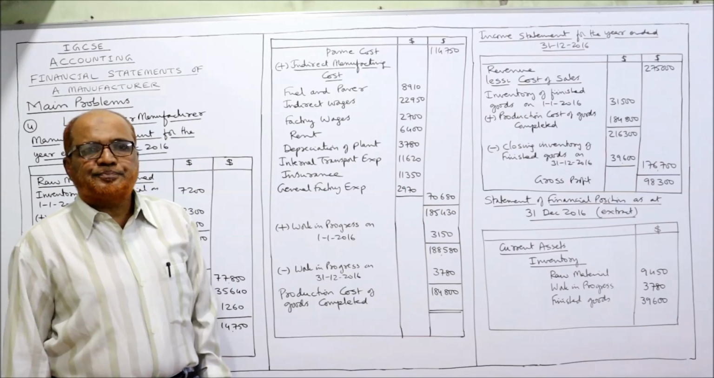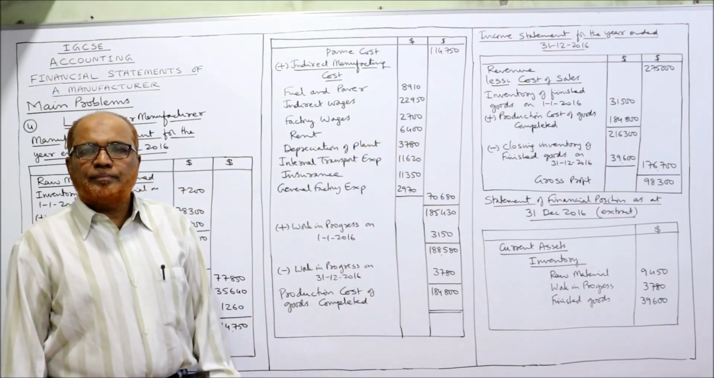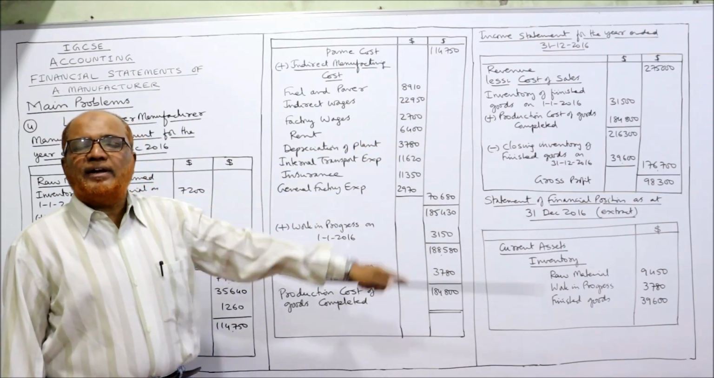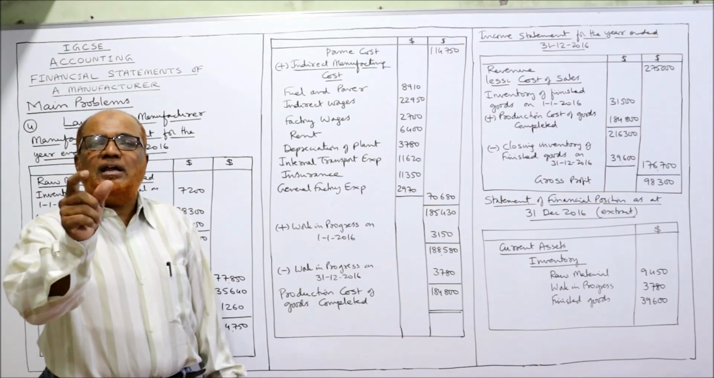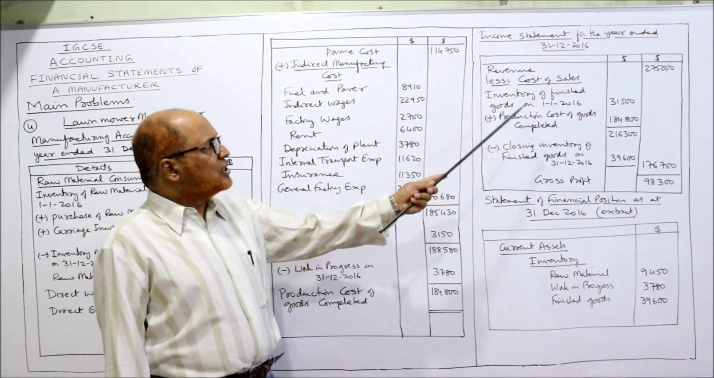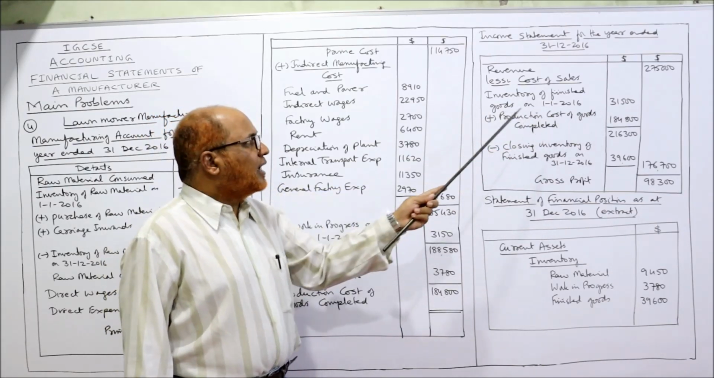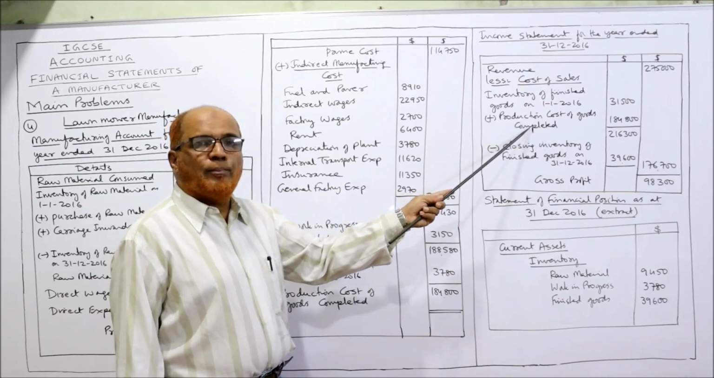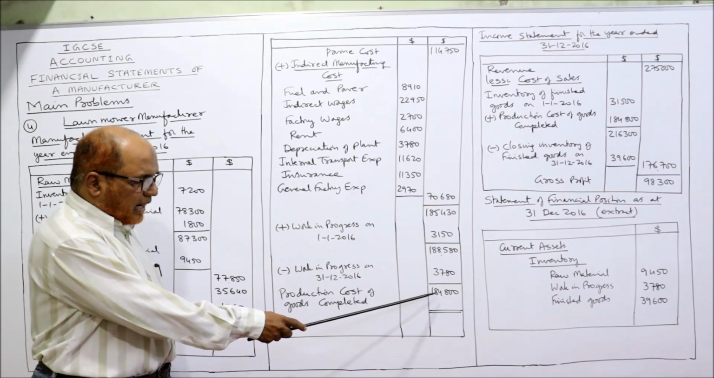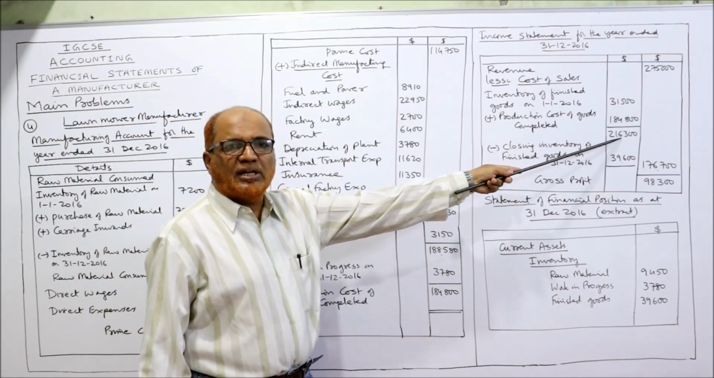So revenue. Revenue is given in the problem, 2,75,000. Then from revenue we deduct cost of sales. How to find out cost of sales? Take the opening inventory of finished goods. So inventory of finished goods on 1st January 2016, 31,458. Add production cost of goods completed. The production cost of goods completed, we got it here, 184,800. Add up 184,800, we'll get 216,300.